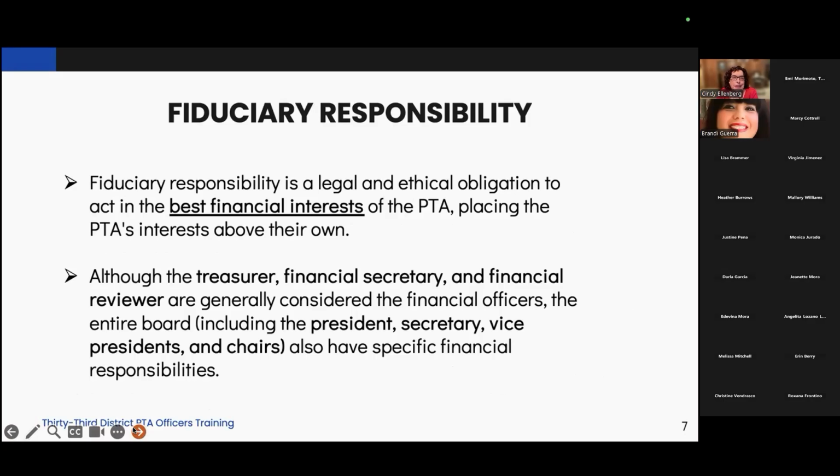Fiduciary responsibility. It sounds very legalese. What it is, is the legal and ethical obligation to act in the best financial interest of the PTA, putting the PTA's interest above your own. You might think that it's just the treasurer, financial secretary, and financial reviewer that have the fiduciary responsibility. But it's actually the entire board, including the president, the secretary, all vice presidents and chairs, who also have the financial responsibility to take care of the finances of the unit or the council to make sure that everything is done properly.